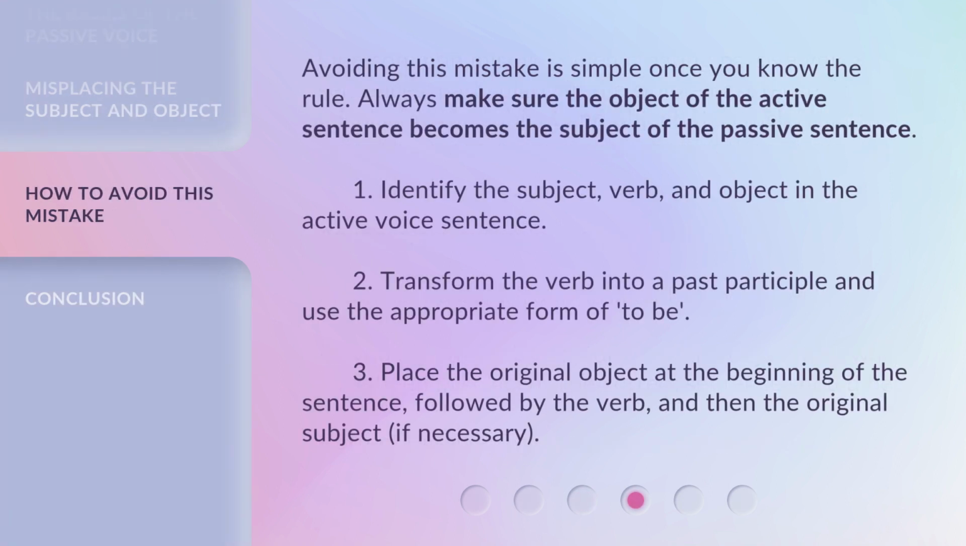Avoiding this mistake is simple once you know the rule. Always make sure the object of the active sentence becomes the subject of the passive sentence. 1. Identify the subject, verb, and object in the active voice sentence. 2. Transform the verb into a past participle and use the appropriate form of to be. 3. Place the original object at the beginning of the sentence, followed by the verb, and then the original subject, if necessary.